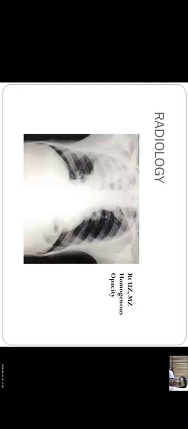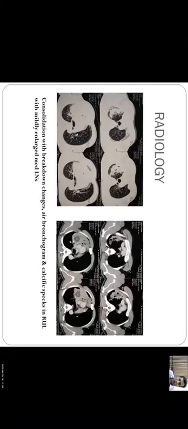This was his chest X-ray. You can see right upper zone and mid zone homogeneous opacity. So again, CT thorax was ordered, and I'm sure you can appreciate consolidation with breakdown changes, air bronchogram, and calcific speck in the right upper lobe with mildly enlarged mediastinal lymph node.